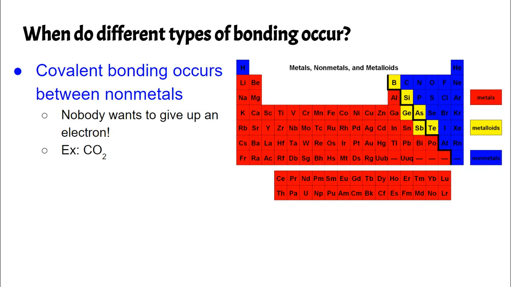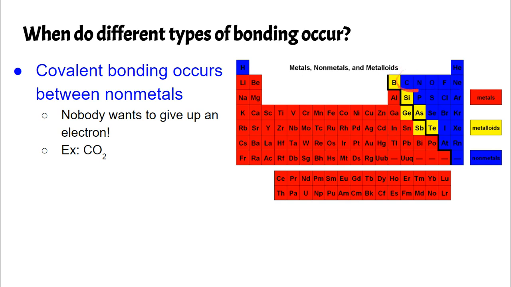Last thing, so when do our different types of bonding occur? Depending on an element's identity, we can actually predict what type of bond will happen. So covalent bonding occurs between nonmetals. So two nonmetals bond together with covalent bonding. And that's because two nonmetals are both going to hold on to electrons tightly. Nobody wants to give up their electrons, so they have to share. An example of this is CO2 or carbon dioxide.